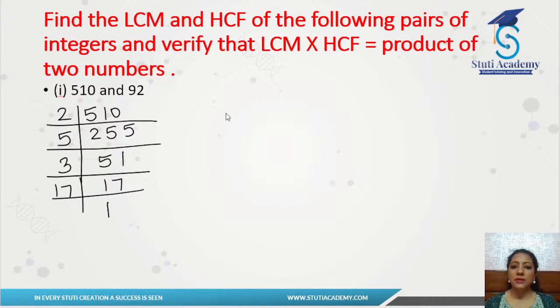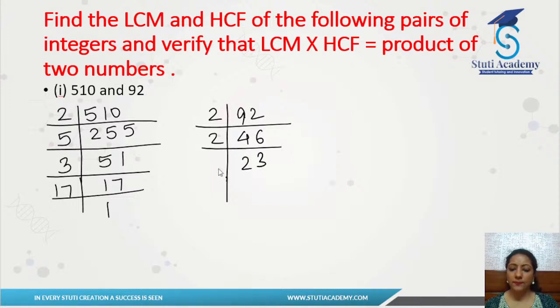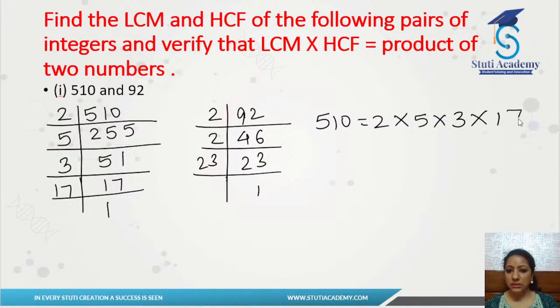Now let's prime factorize 92. We have 92 here. And then we are going to divide by 2. We will get here 46. This will be divisible by 2. We'll get here 23. And 23 is going to go by itself. Now 510, we can write it as 2 into 5 into 3 into 17. And 92, we can write it as 2 into 2 into 23.